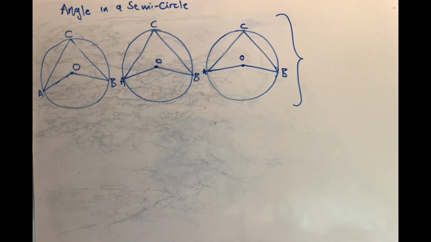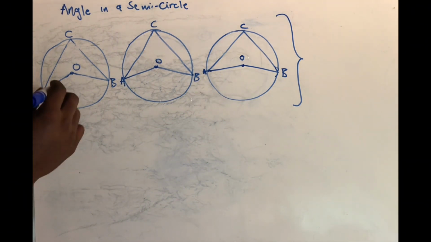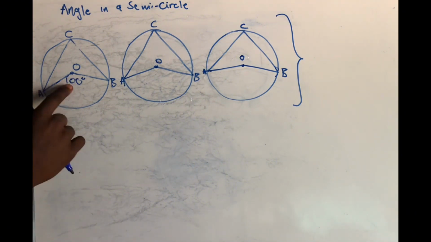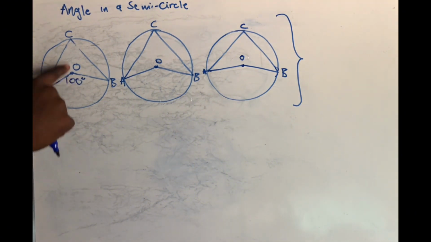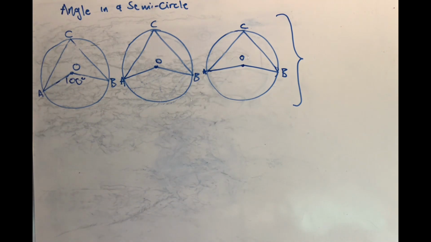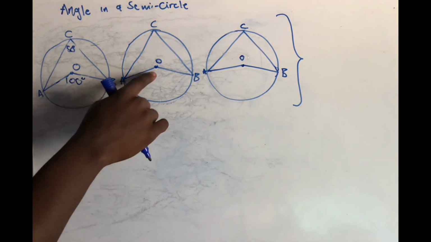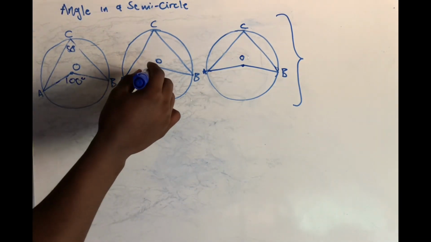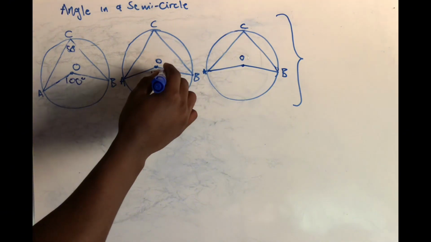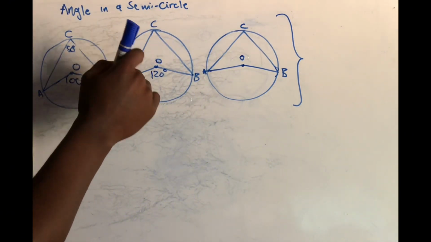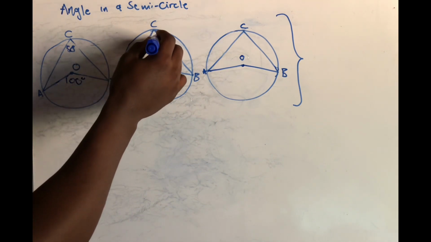So looking at this first example, let's say this one, it's 100 degrees. So this is the angle at the center. How much is it gonna be for the angle at the circumference? This one is gonna be 50. And then we get into this one. Let's say this one now it's 120. And then the angle at the circumference is gonna be 60.